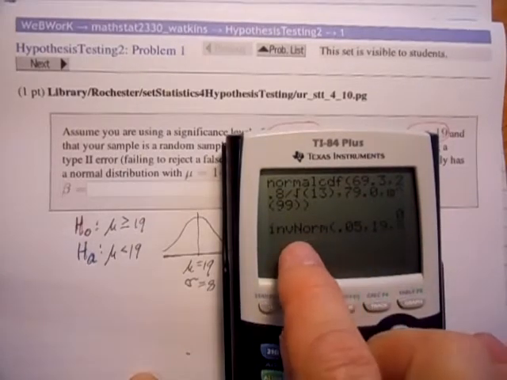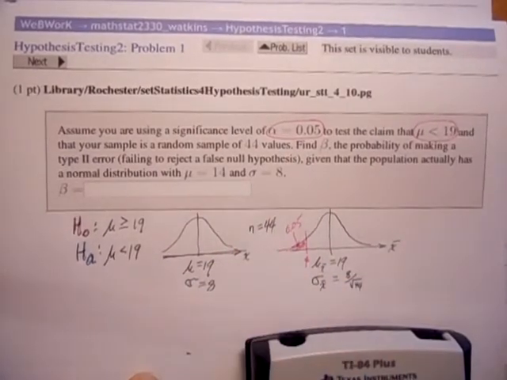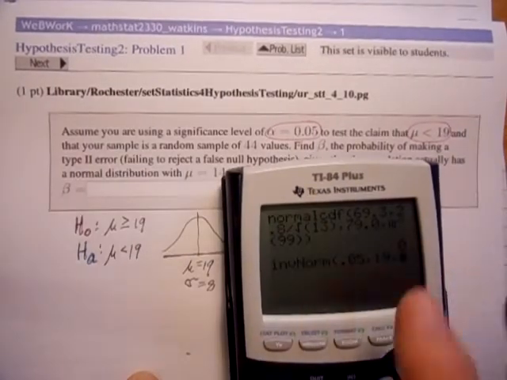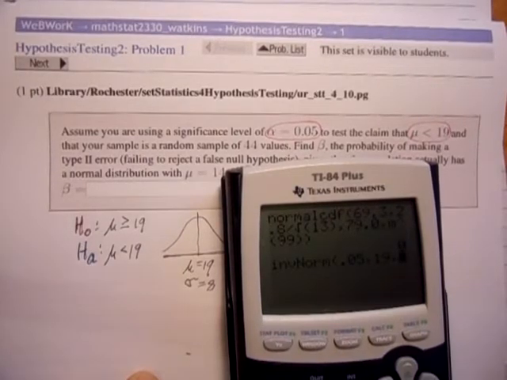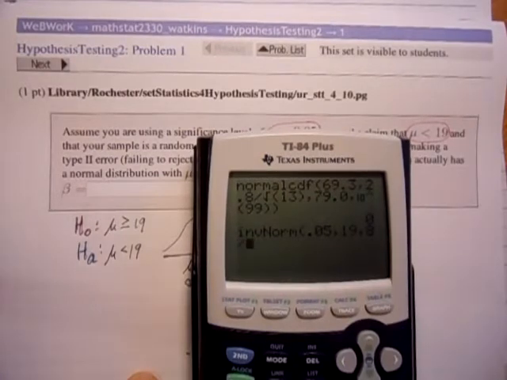That's going to be the inverse norm of 0.25, this area to the left of the point. It's kind of like finding a percentile in a sense. 0.05, the probability, 19, and this is going to be 8 divided by the square root of 44. Close the parentheses on the square root and close the parentheses on the inverse norm. And that number is going to be 17.0162.